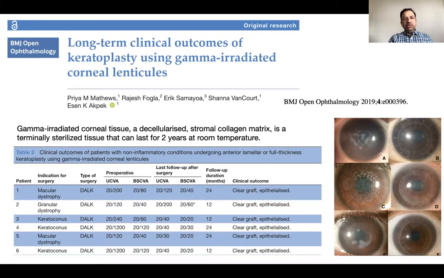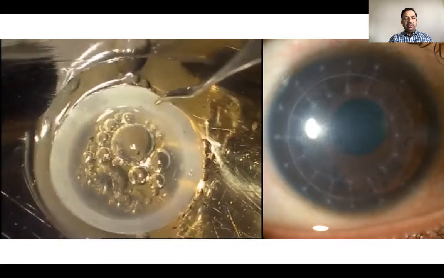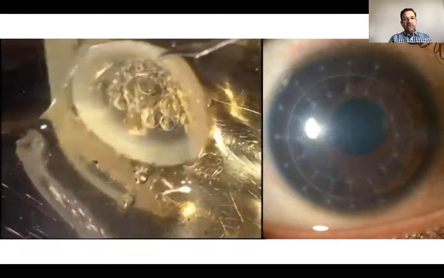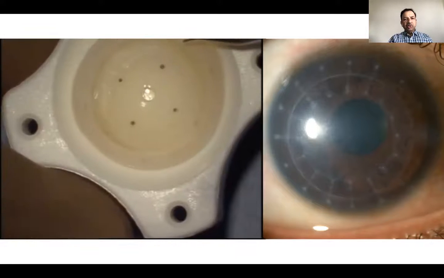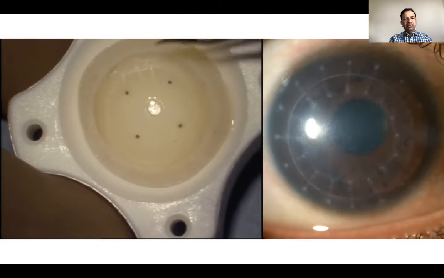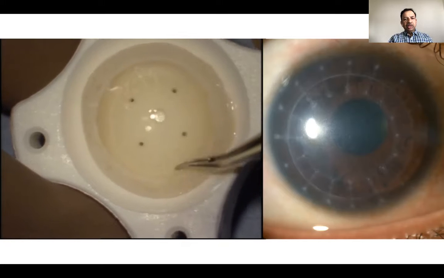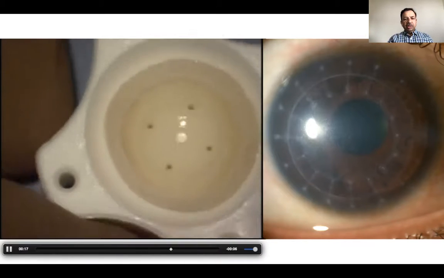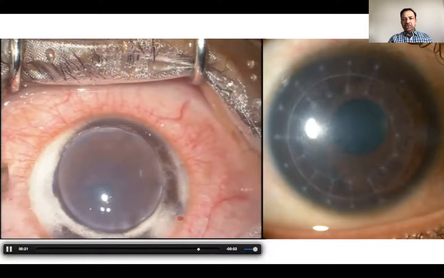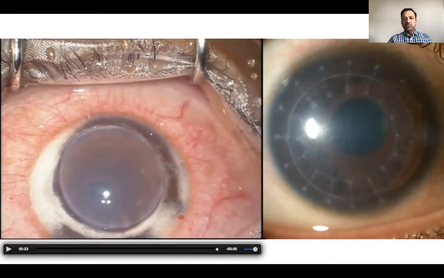DALK can also be performed using gamma irradiated corneal lenticules. This is a paper we published last year in BMJ. We used this tissue for macular dystrophy and keratoconus. The tissue is gamma irradiated, so it's acellular. It's stored in albumin containing medium, and it can be stored at room temperature for a shelf life of 2 years. It handles quite well like a normal donor tissue. You can punch it out and then use it for your surgery. The left side image shows you the post-operative outcome.